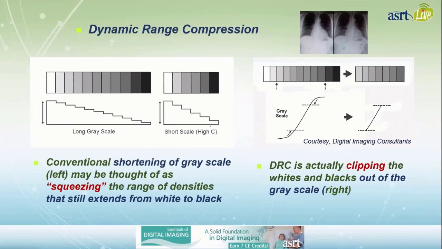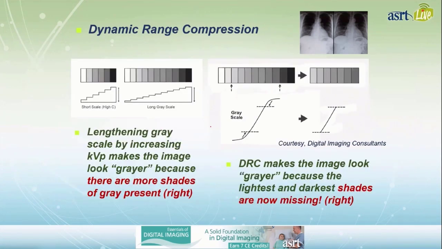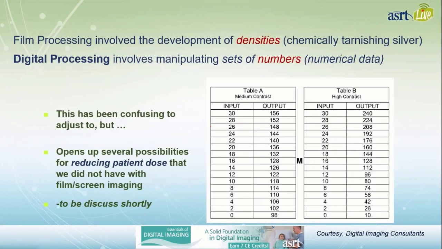We're taking those out of what's available to construct that image on the monitor that we're looking at. And ironically, what we see here is what appears to be a grayer image. So in a sense, you've shortened the grayscale, and yet you've made it grayer. So it can be a little confusing. Lengthening the grayscale by increasing kVp makes the image look grayer because there are more shades of gray present in the remnant image reaching the detector, whereas DRC makes the image look grayer because the lightest and darkest shades are now missing from the dynamic range.